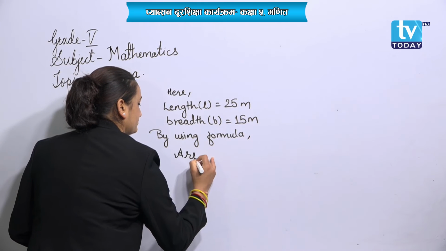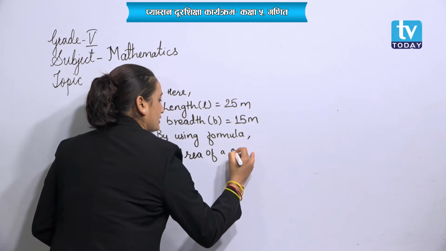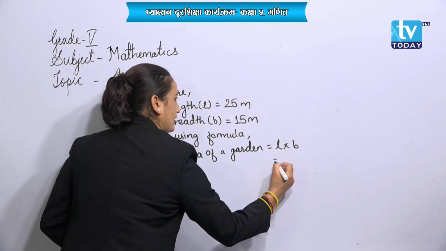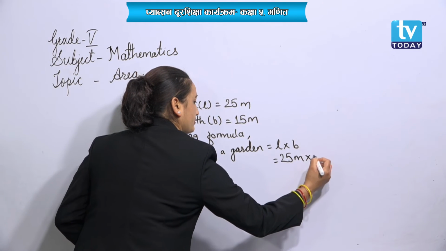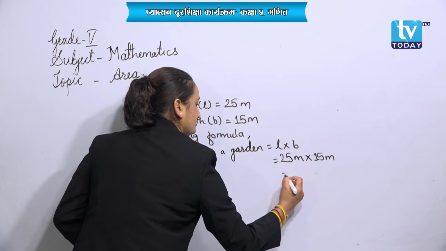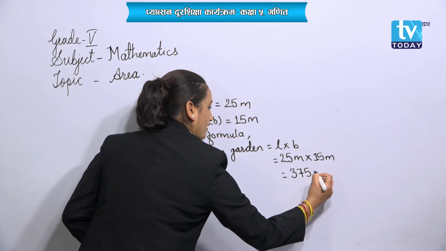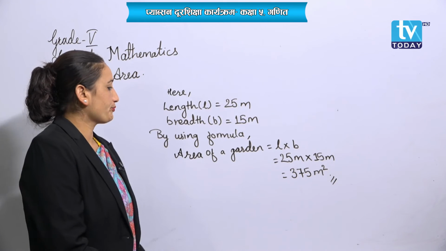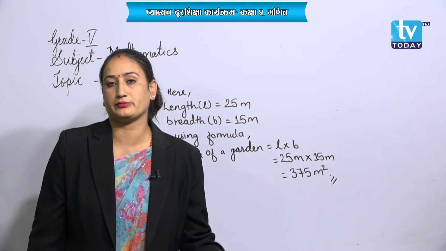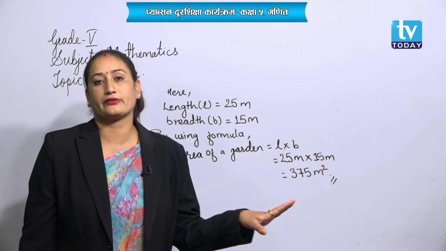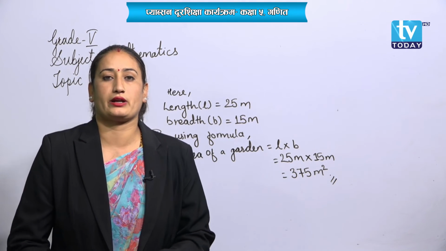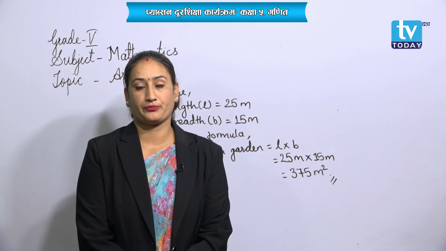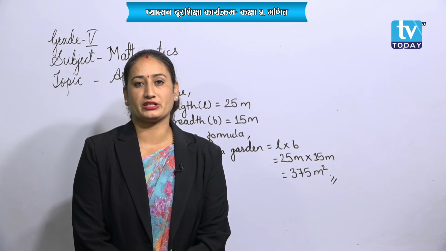Area of a garden equals L into B. So can you write it? 25 meter into 15 meter. Okay, the answer will be 25 meter into 15 meter, it will be 375 meter into meter, it will be meter square. Done? Okay, now students, we have a next question.